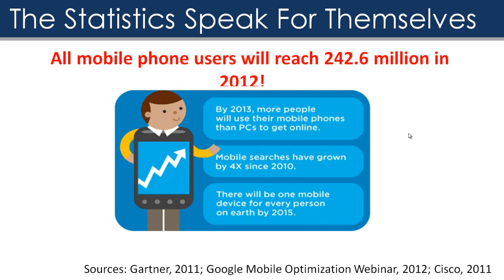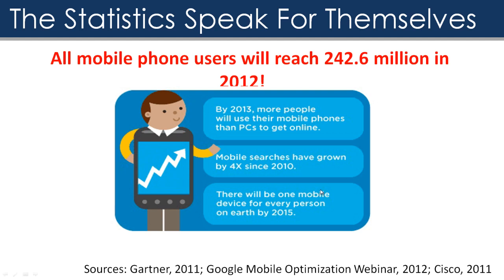All mobile phone users will reach 242.6 million in 2012. That's an enormous statistic. By 2013, more people will use their mobile phones than PCs to get online. Mobile searches have grown by 4 times just since 2010. Think about that. Within the past 24 months, since this video was recorded, the number of mobile searches has grown by 4 times what it was. That's exponential growth, absolutely mind-boggling.